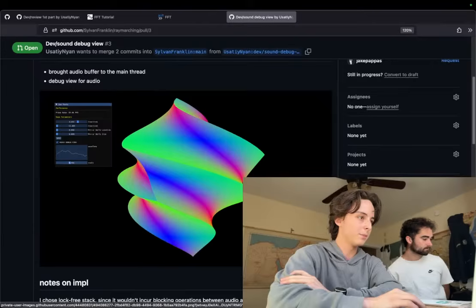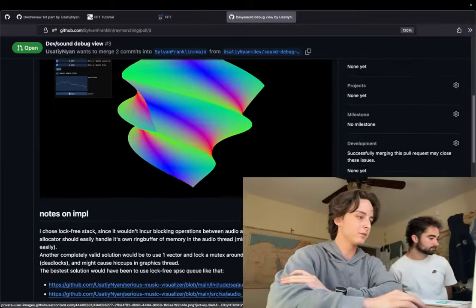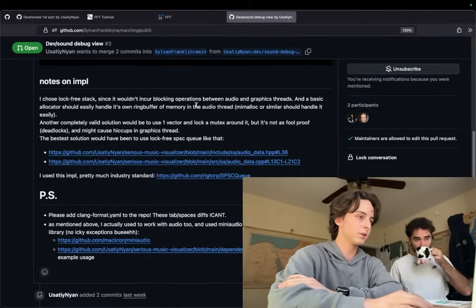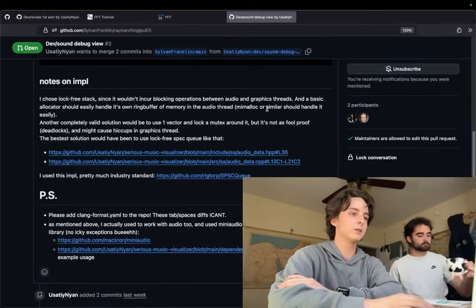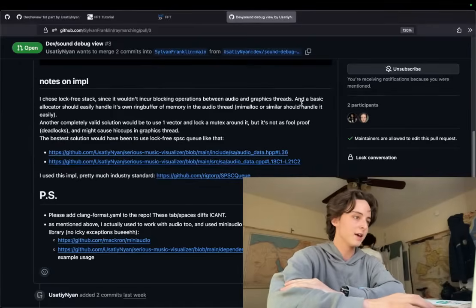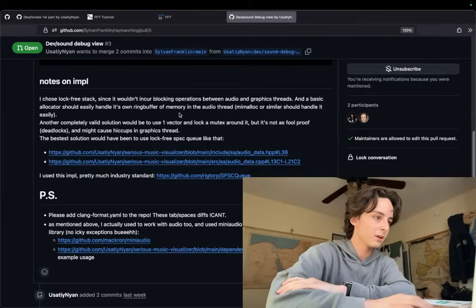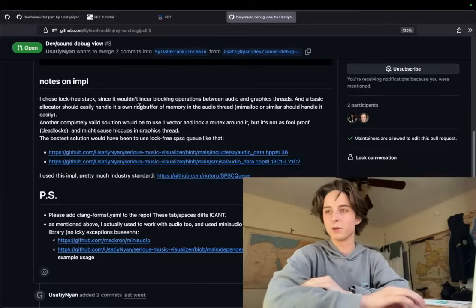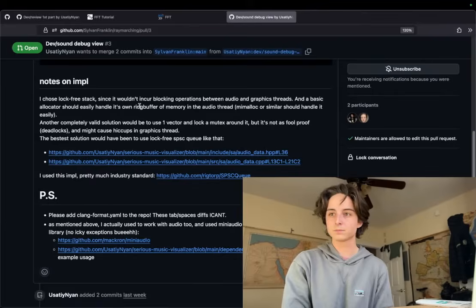Okay, audio buffer to main thread, debug view for audio. Choose lock-free stack since it wouldn't incur blocking operations between audio and graphics threads. That's good. Solid. And a basic allocator should easily handle its own ring buffer of memory in the audio thread. mimalloc or similar should handle it easily. What's a ring buffer? Can someone explain that?